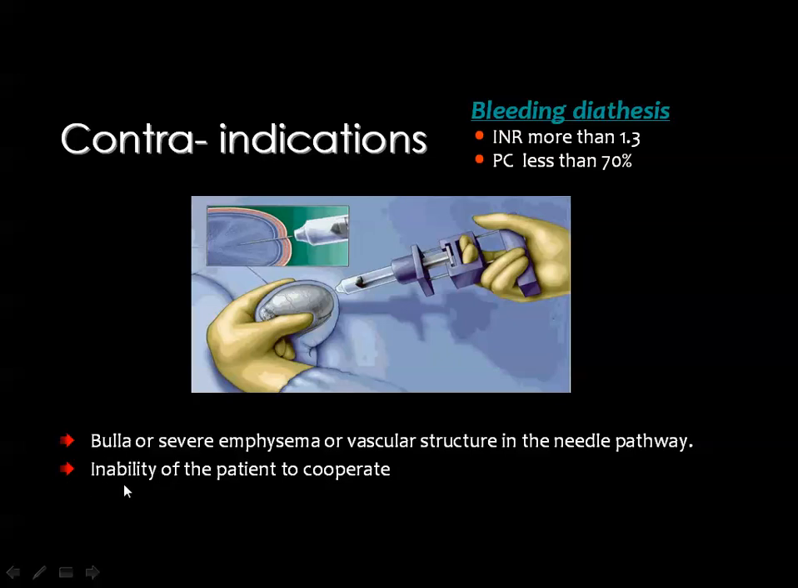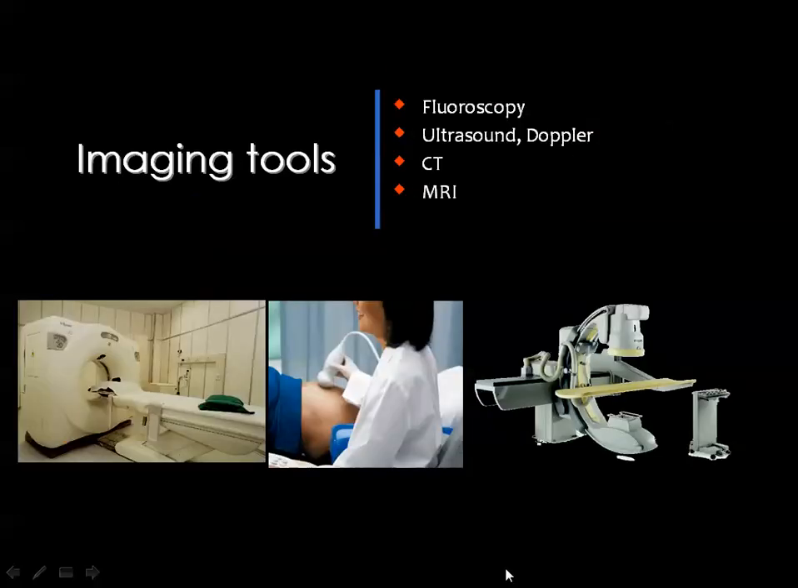Then if the patient is unable to cooperate, we may have to give him general anesthesia for the duration of the procedure, which is about 15 to 20 minutes. This will help you to reach the lesion if the patient is uncooperative.